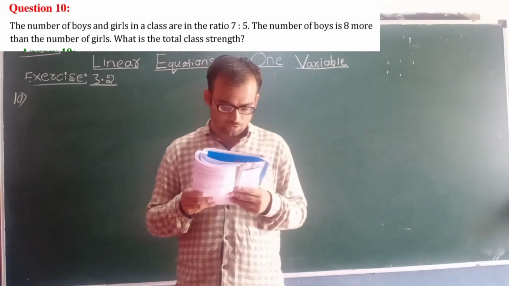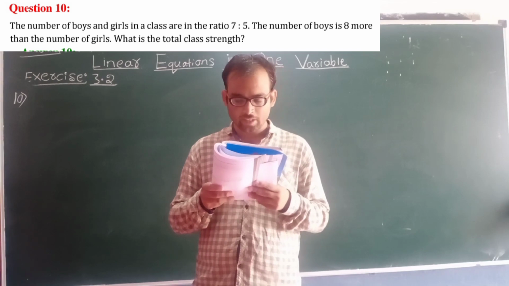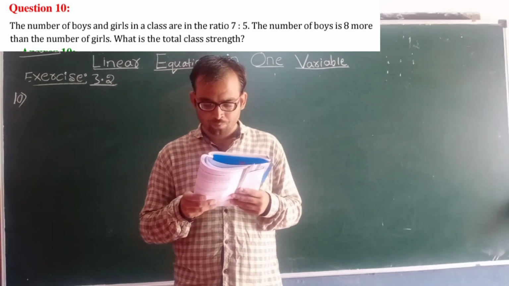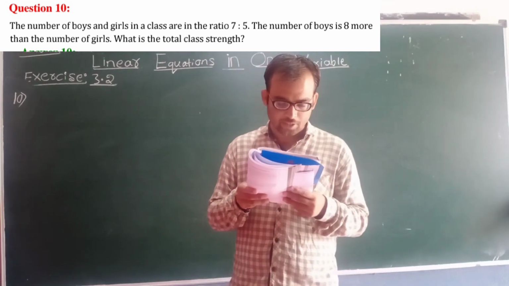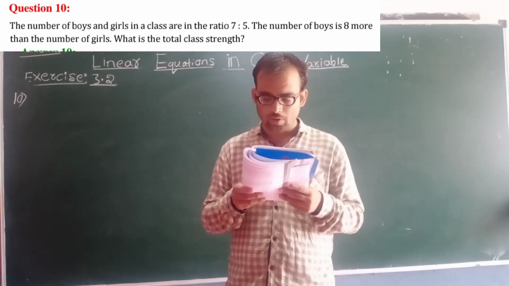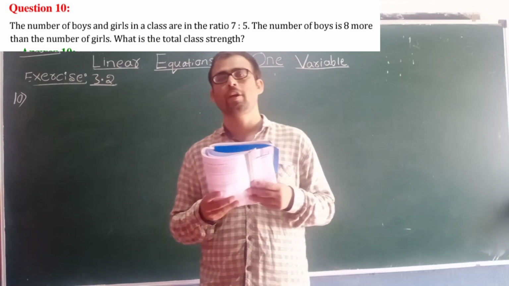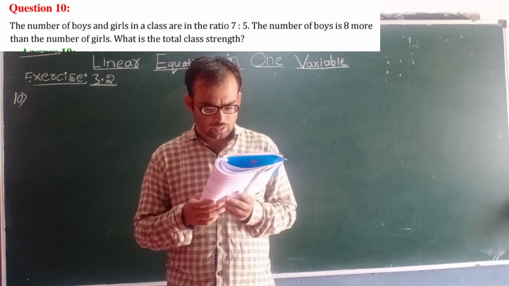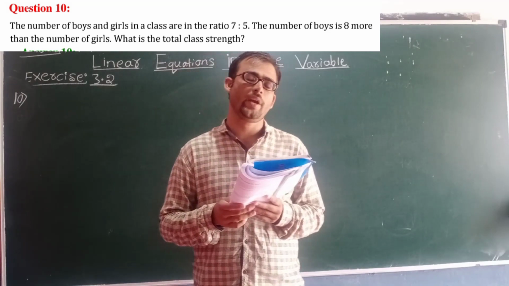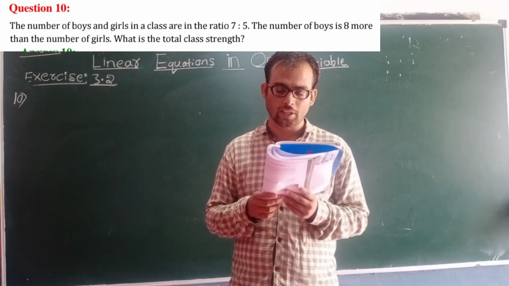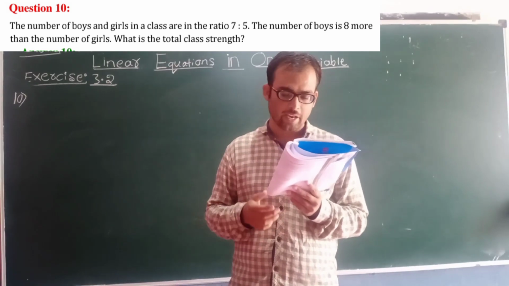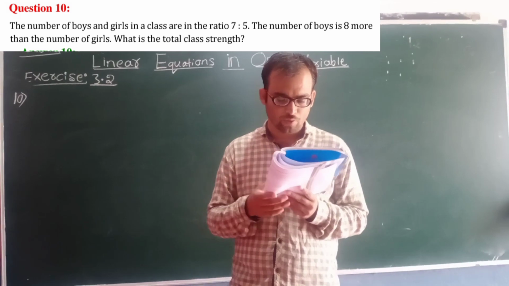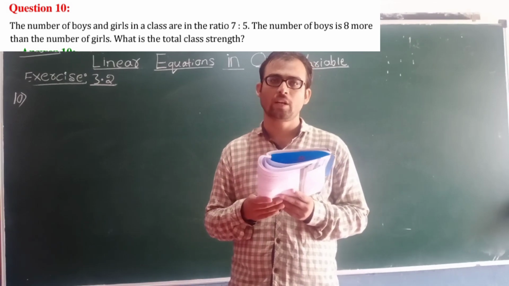Let us see the 10th question. The number of boys and girls in a class are in the ratio 7:5. The number of boys is 8 more than the number of girls. So what is the total class strength? So here what they have given? They have given the ratio of boys to girls is 7:5, and they have given one more clue, that is the number of boys is 8 more than that of the girls. So here what we need to find? We need to find the total strength of the class.